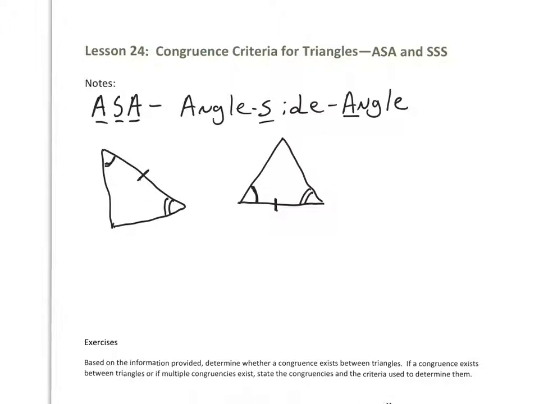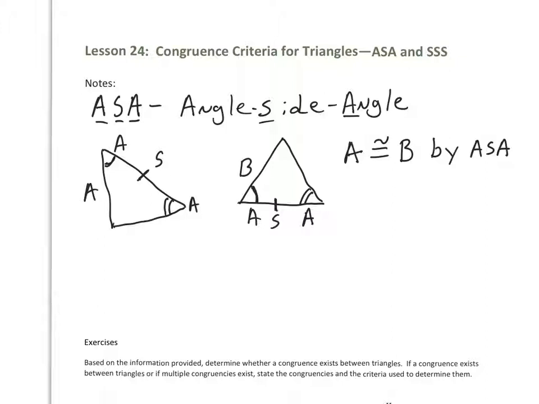And if we look at it, see how the side is in between the two pairs of angles. So this is angle, side, angle. We have angle, side, angle, and angle, side, angle. Okay, then we could say that those two triangles, which we'll call A and B, are congruent to each other. So we could say triangle A is congruent to triangle B by the angle, side, angle congruence criteria.